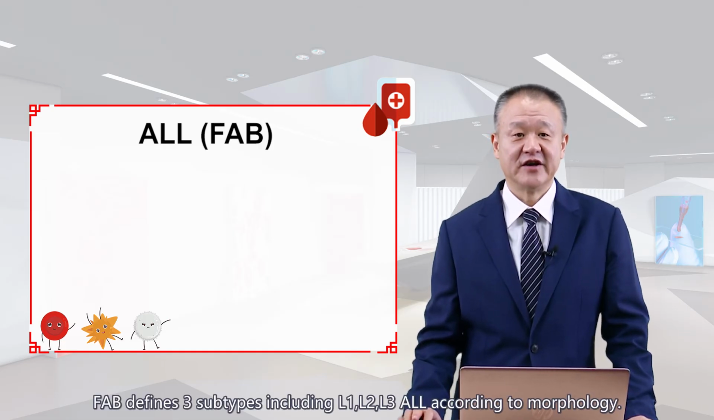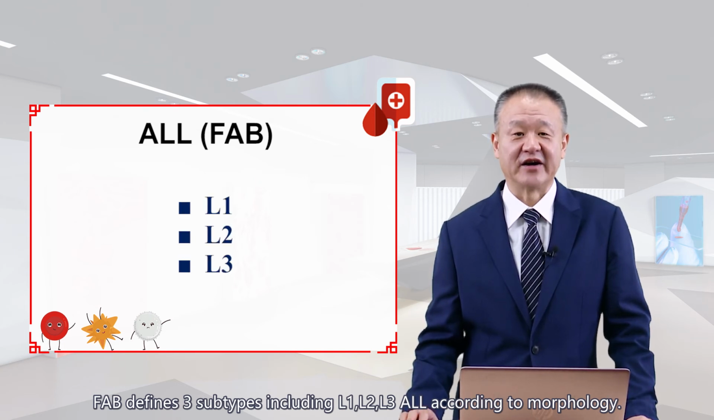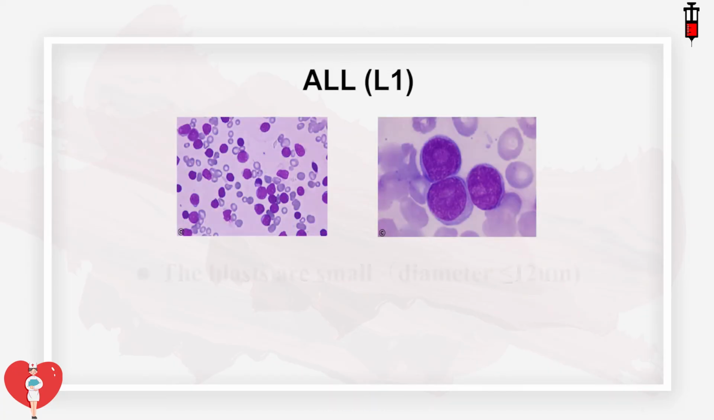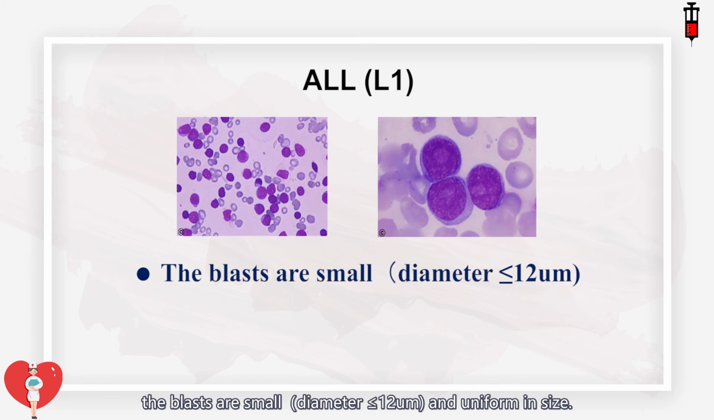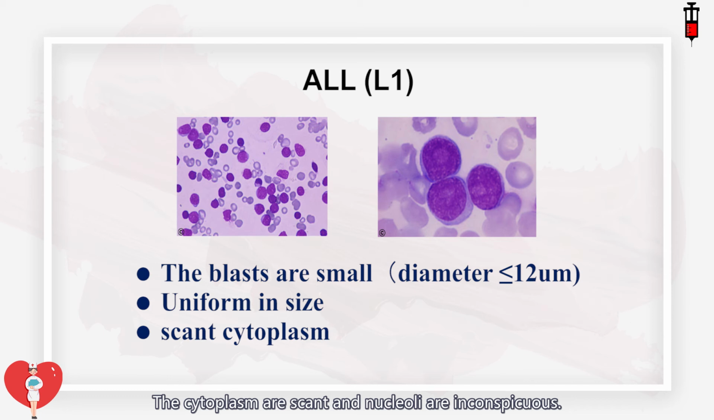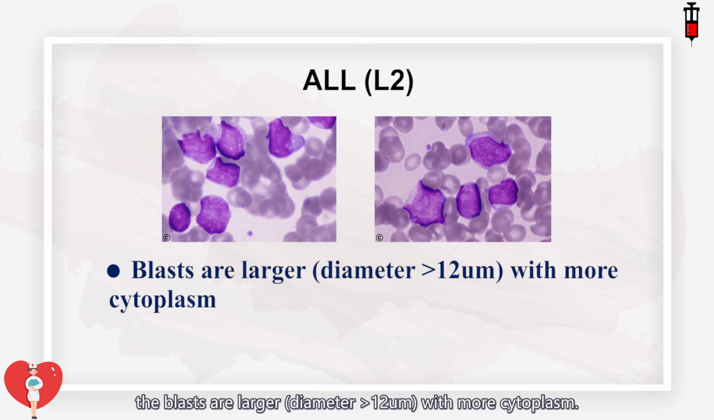FAB defines 3 subtypes including L1, L2, L3 ALL according to morphology. Of L1 ALL, the blasts are small and uniform in size. The cytoplasm is scant and nuclei are inconspicuous. Of L2 ALL, the blasts are larger, with small cytoplasm.